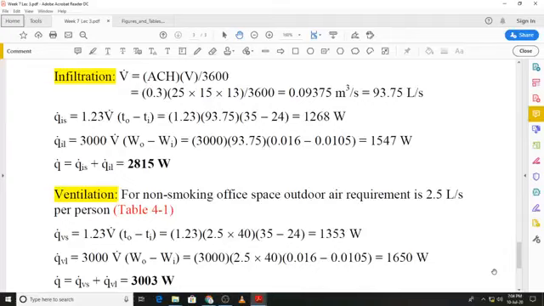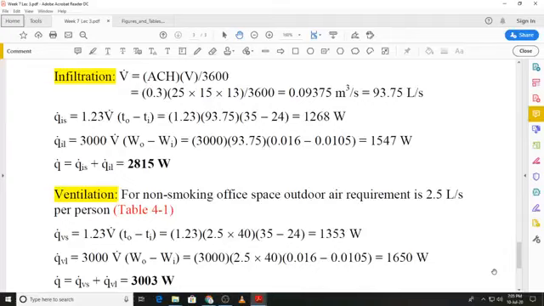So the infiltration load: we are given the number of air changes per hour, that is 0.3, so we need to find the infiltration rate in cubic meters per second first, and then convert it into liters per second. The formula is quite straightforward: the infiltration rate in cubic meters per second is the number of air changes per hour times the volume of the conditioned space divided by 3600.